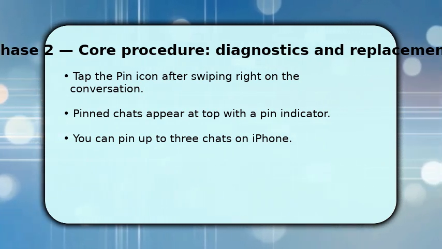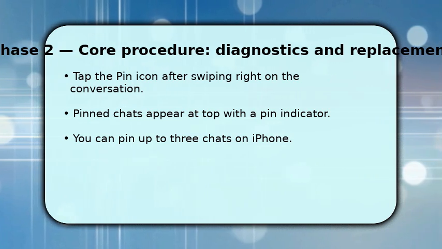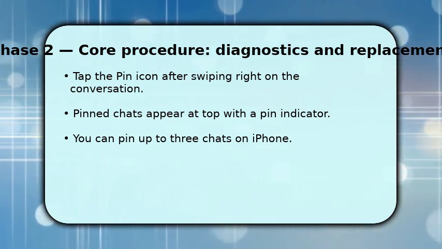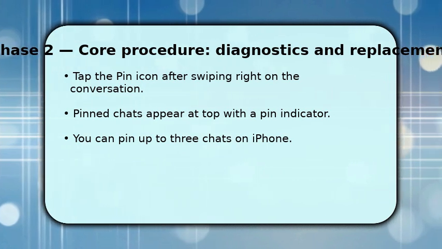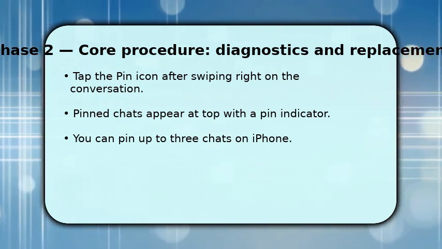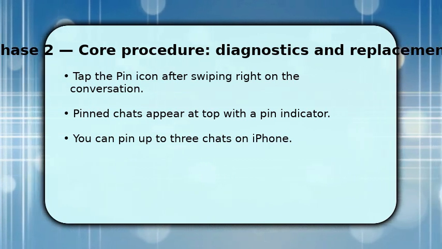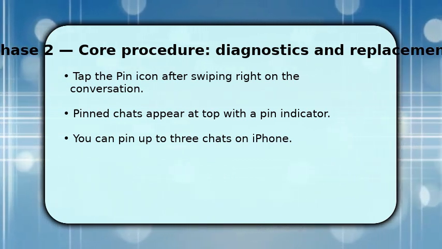If you need to pin multiple chats, repeat the swipe and tap process for each one, remembering iPhone limits the number to 3. Doing this keeps important conversations visible. If you ever need to reorder, unpin and repin in the desired sequence to control position.